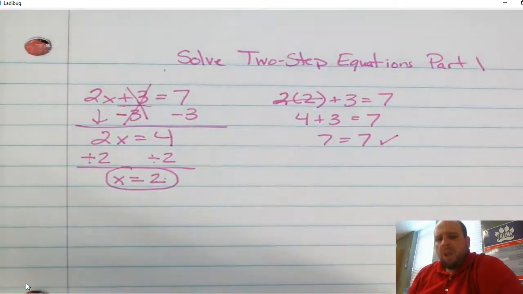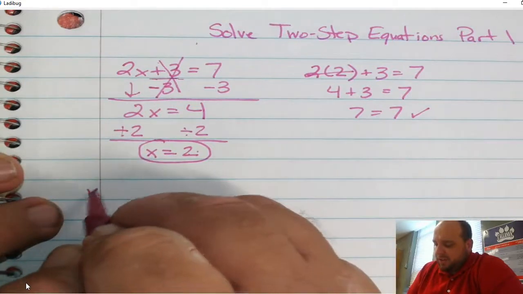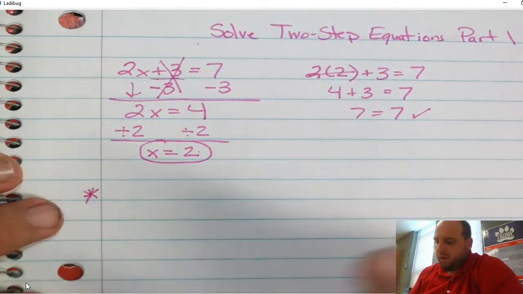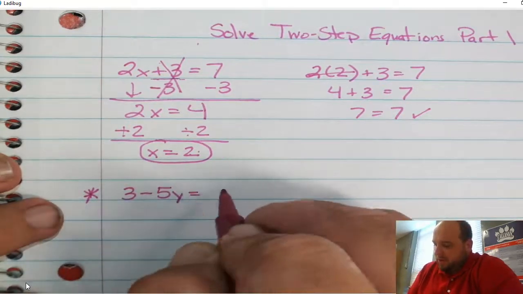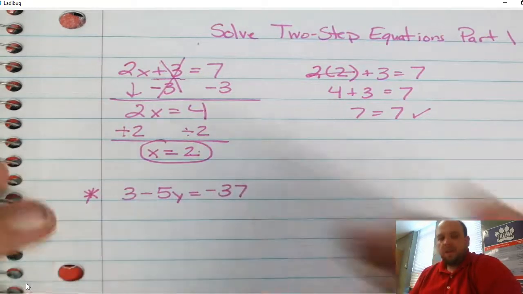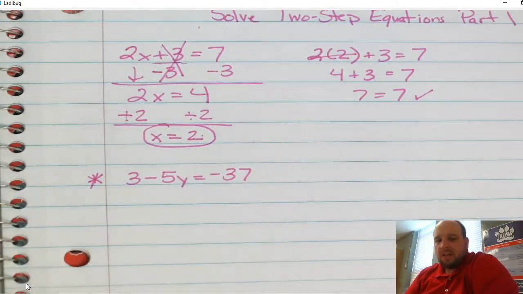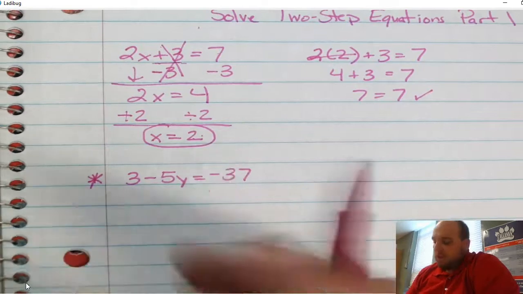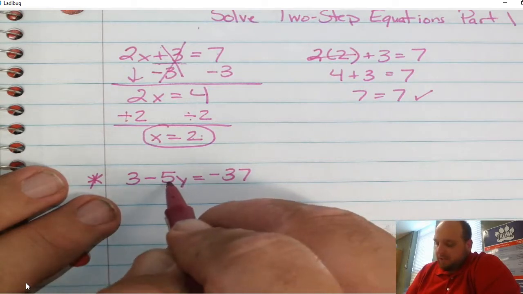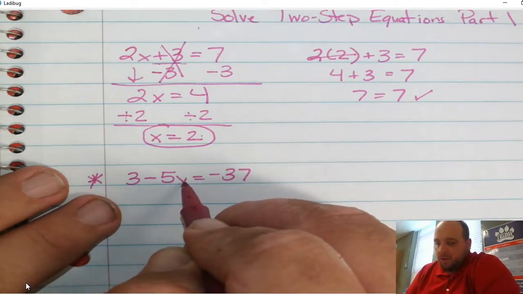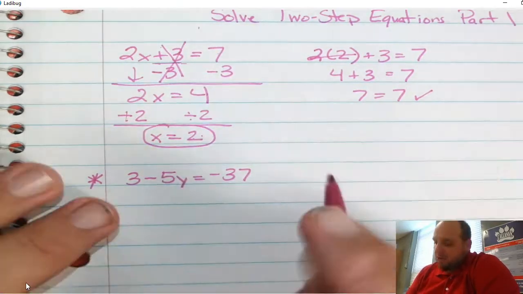Okay. Let's look at one that's going to cause a lot of people grief. All right. I would put an asterisk next to this one because it's going to be a difficult one. I have 3 minus 5y equals negative 37. Okay. The reason this one's a difficult one is because they see this minus 5y. In most cases, people are going to want to try to add 5. But you have to be careful. This 5 is joined with the y. So this coefficient is joined with this variable. So this isn't subtracting 5, it's actually subtracting 5y. So what I'm going to do is I'm just going to go like this.